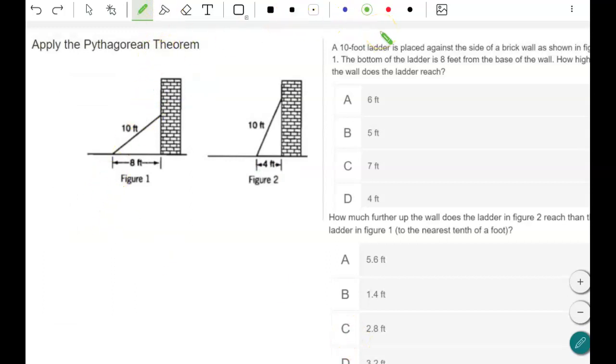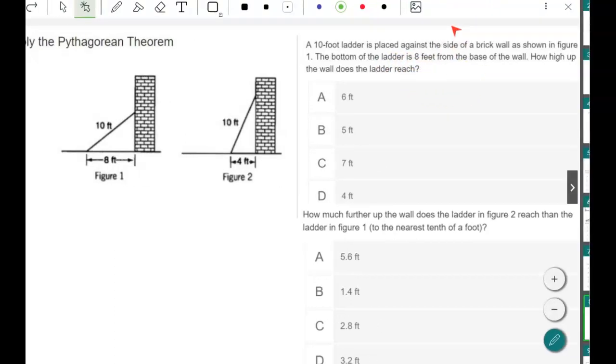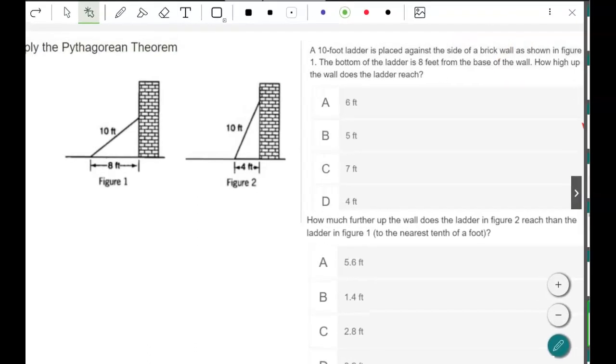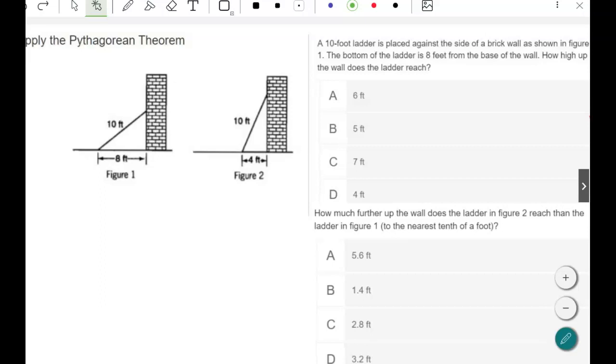All right, we have the Pythagorean theorem. It says, apply the Pythagorean theorem. A 10-foot ladder is placed against the wall of a brick. All right, so the bottom of the ladder is 8 feet from the base. So it's this one right here we're looking at. How high up the wall does the ladder reach? So we're looking for this. So we're going to use the Pythagorean theorem.